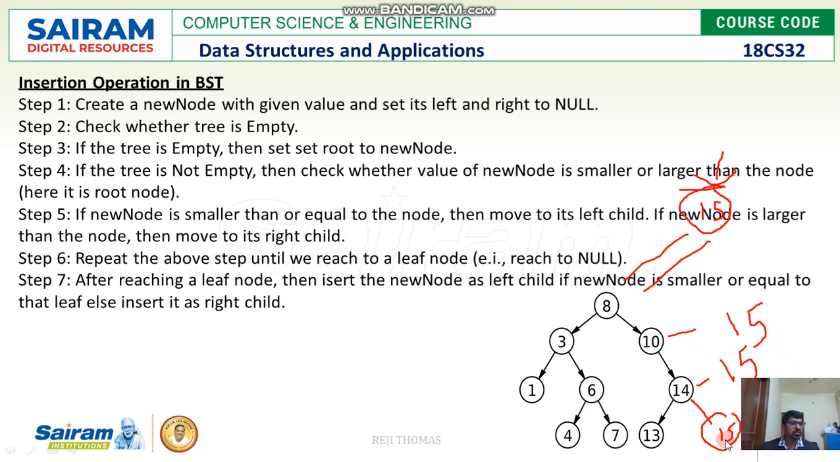Let me repeat. First you have to create a node and compare it with the root node. If it is smaller than the root node, proceed with the left subtree. If it is larger than the root node, proceed with the right subtree. Keep doing it till we reach a leaf node. After reaching a leaf node, insert the new node as a left child if it is smaller or equal to the leaf node. If it is larger than the leaf, insert it as a right child.